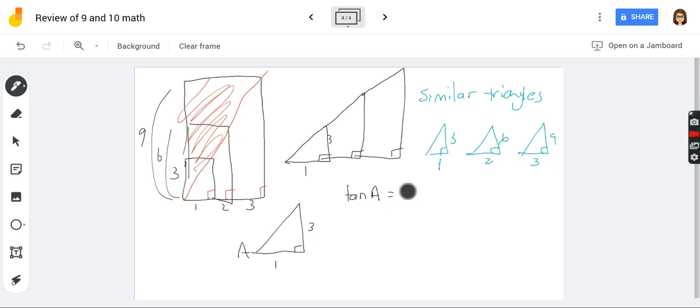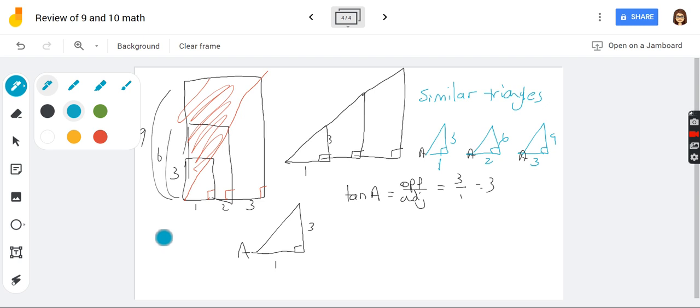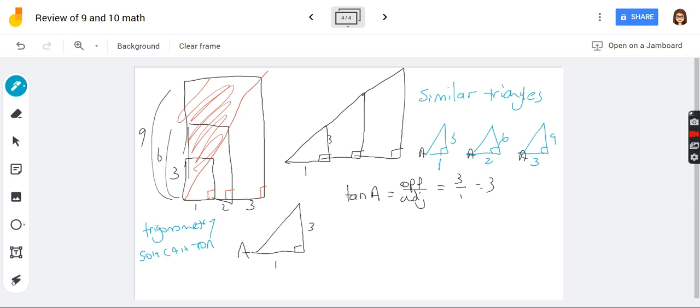So the tangent of A is equal to the opposite over the adjacent. So in our case, it's 3 over 1, which is 3. And the tan of A, if A was here or here or here, is always going to be 3, because it's always the ratio of those sides. Now, we call that trigonometry. I'm going to write it here. And we also had an acronym, SOHCAHTOA. And the S and the C were sine and cosine.